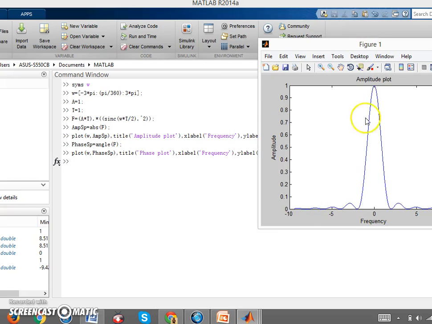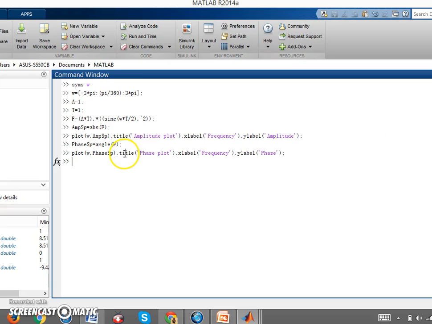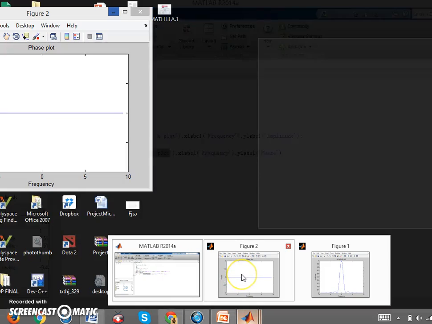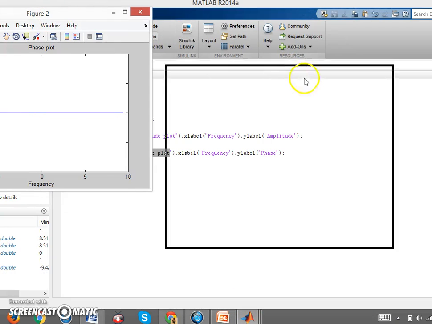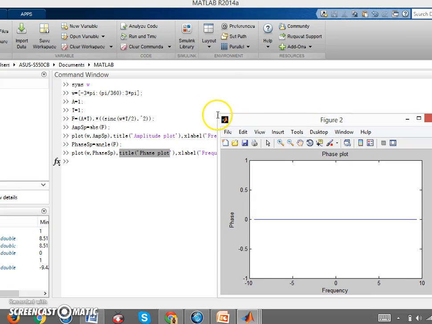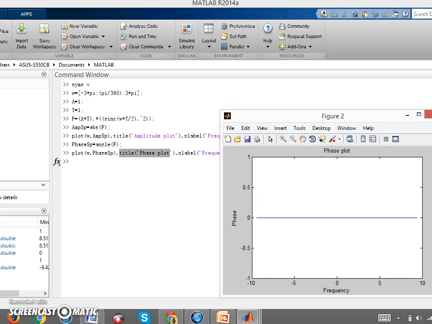For the amplitude graph it will be like this, and for the phase spectrum graph the coding is angle bracket F, and the coding for plotting the graph is plot W comma phase spectrum, and the title, x label and y label are set for the axes. So the graph will be like this. We will get a straight line graph. So that's all for question 1, and we will proceed to question 2.